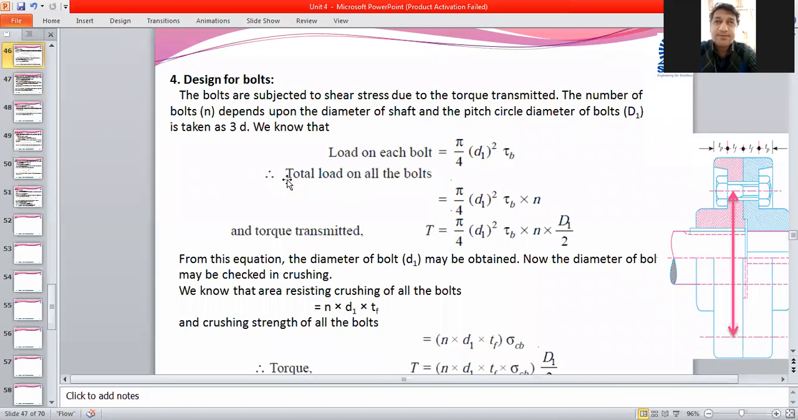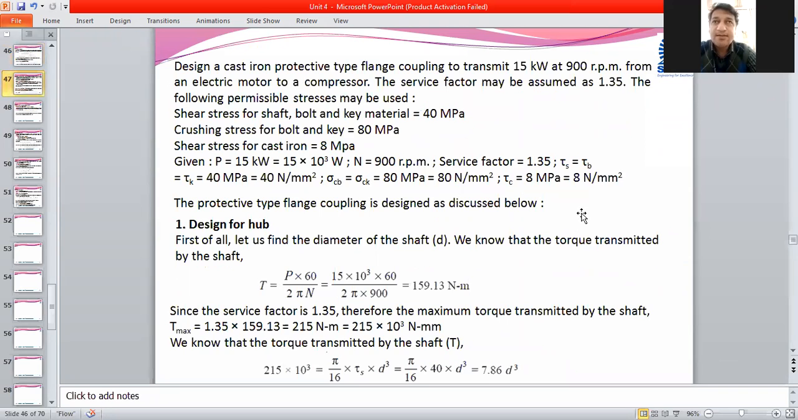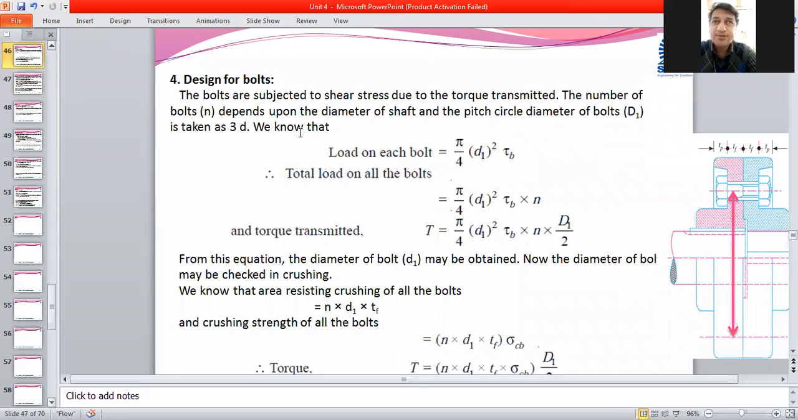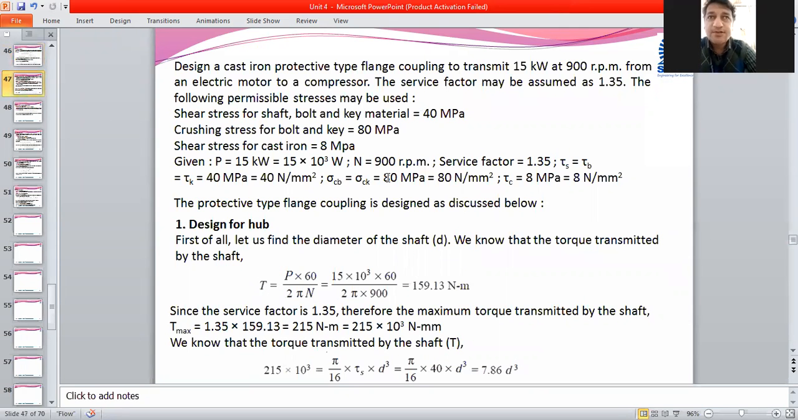At this stage, all the things which you want to check in the flange coupling, or the dimensions which you want to calculate for the flange coupling, are calculated. And here the design is completed for the flange coupling, that is the rigid coupling. Okay. We'll see one example related to that. I will read the statement.